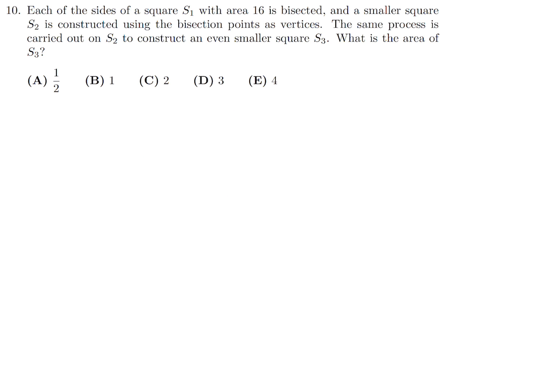Each of the sides of a square S1 with an area 16 is bisected, and a smaller square S2 is constructed using the bisection points as vertices. The same process carried out on S2 to construct an even smaller square S3. What is the area of S3?